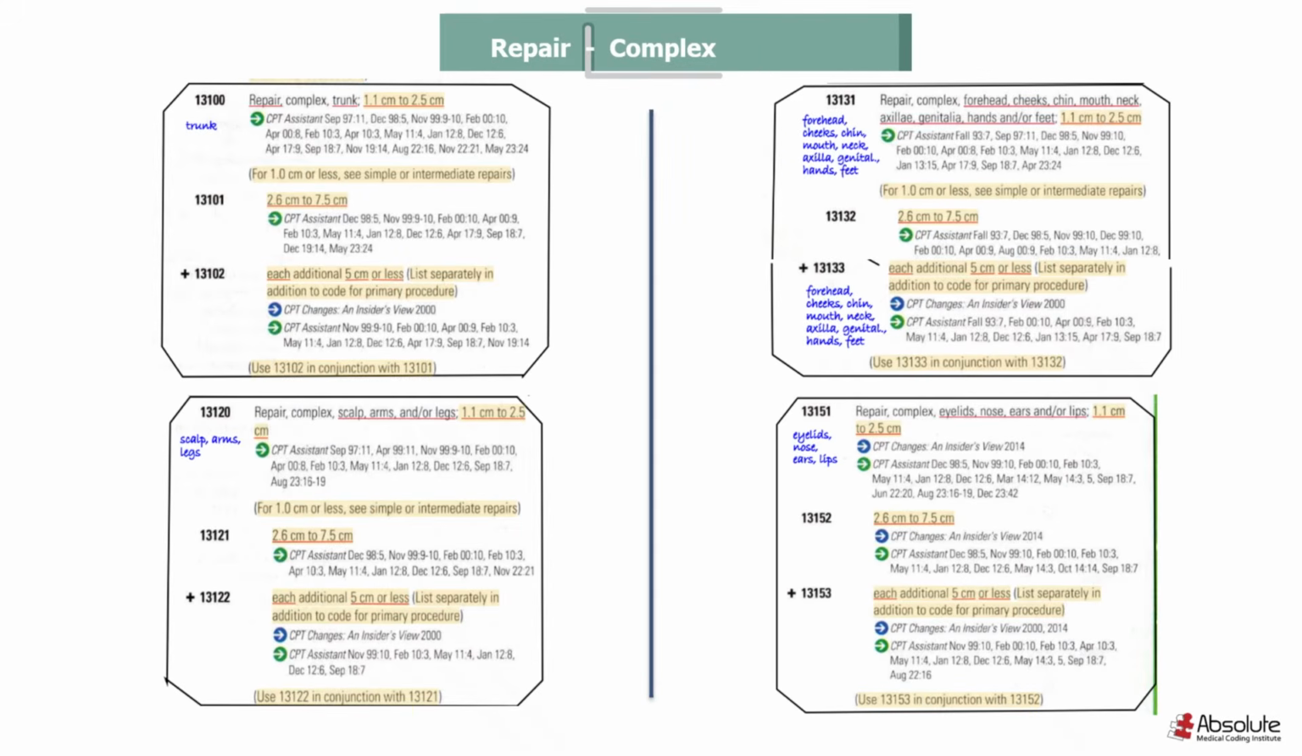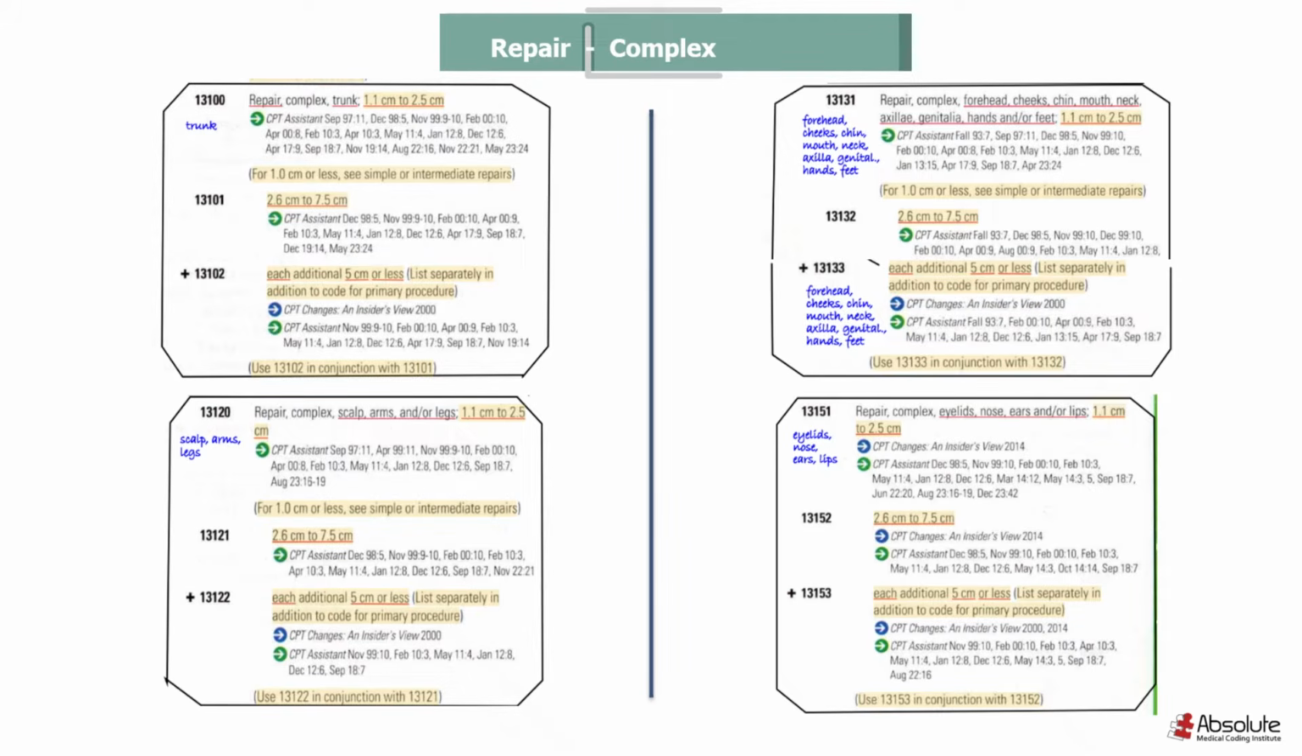And for complex repair CPT codes, we have four main code ranges based on their anatomic location and wound length. The codes 13100 through 13102 are for complex repair of the trunk. The code series 13120 through 13122 is for a complex repair of scalp, arms, and legs.